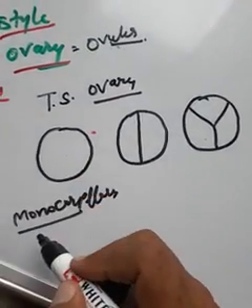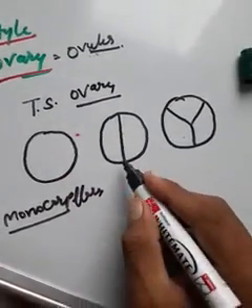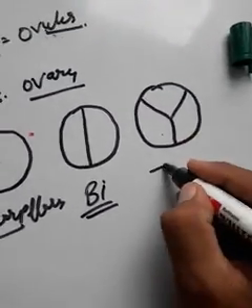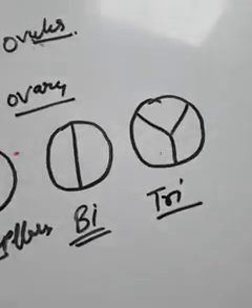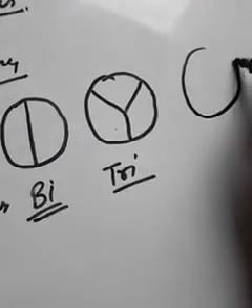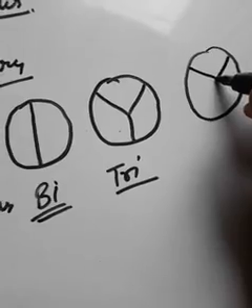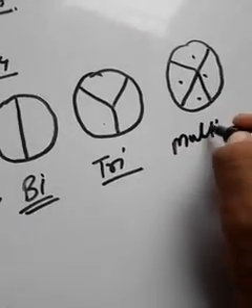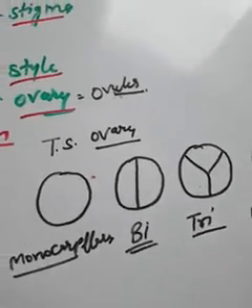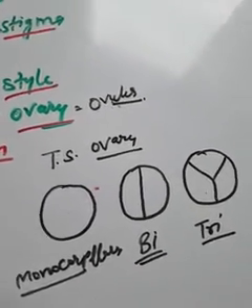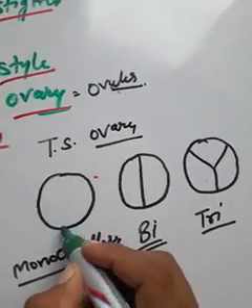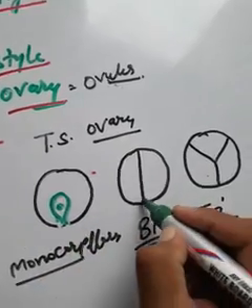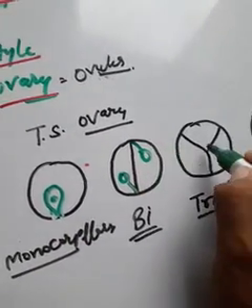Single chamber, mono. If there are two chambers, bicarpellary. Three chambers, tricarpellary. Many chambers, multicarpellary. And in this ovary, ovules will form here. It is an ovule. Here also ovules.